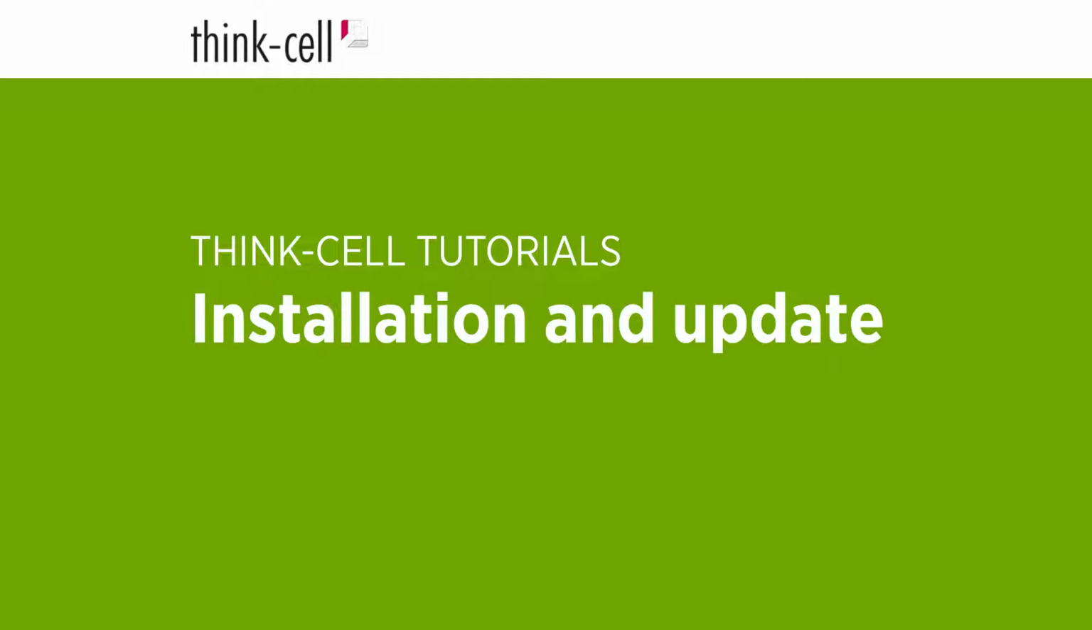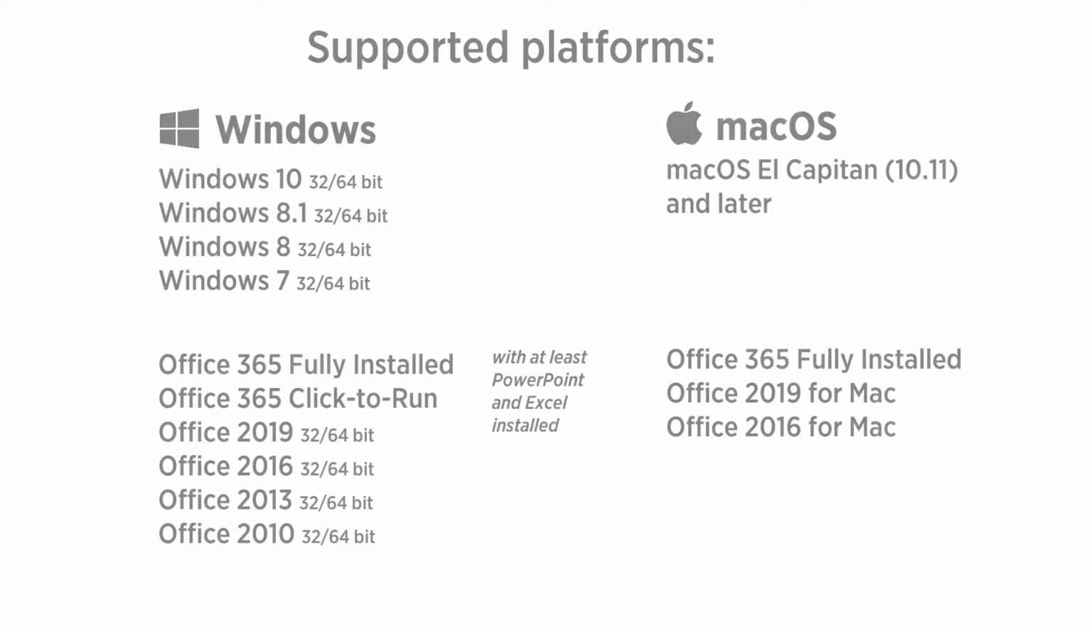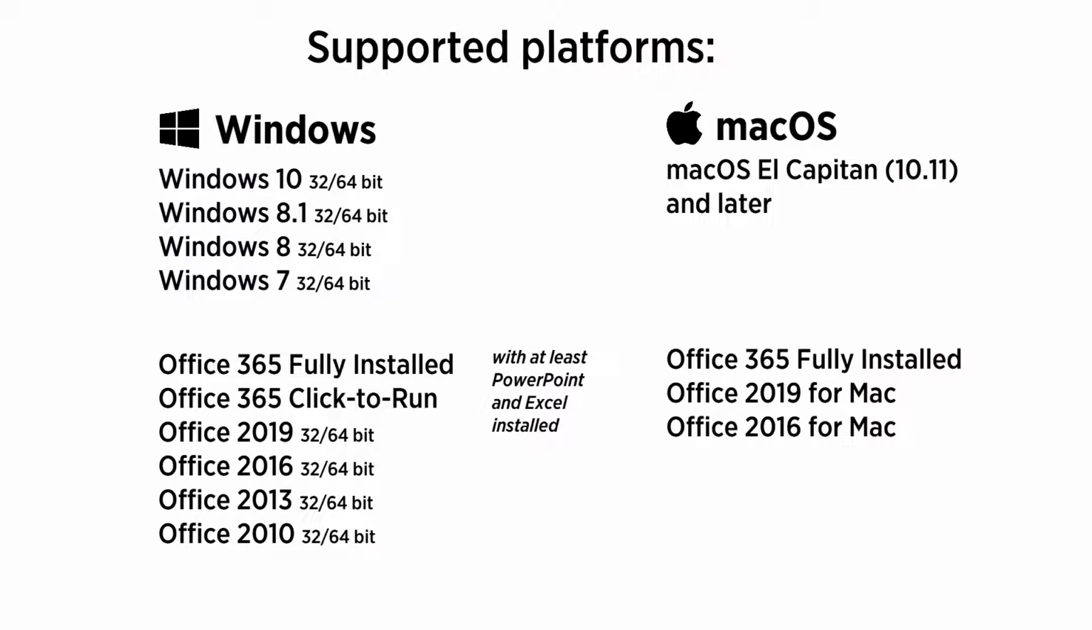This video guides you through the installation of your personal copy of ThinkCell and shows how updates are received. ThinkCell is a Microsoft Office add-in and runs on both Windows and Mac. On the PC, ThinkCell requires Windows 7 or higher and Office 2010 or higher, with at least PowerPoint and Excel installed. On the Mac, El Capitan 10.11 and all later macOS versions are supported together with Office 2016 for Mac or higher.